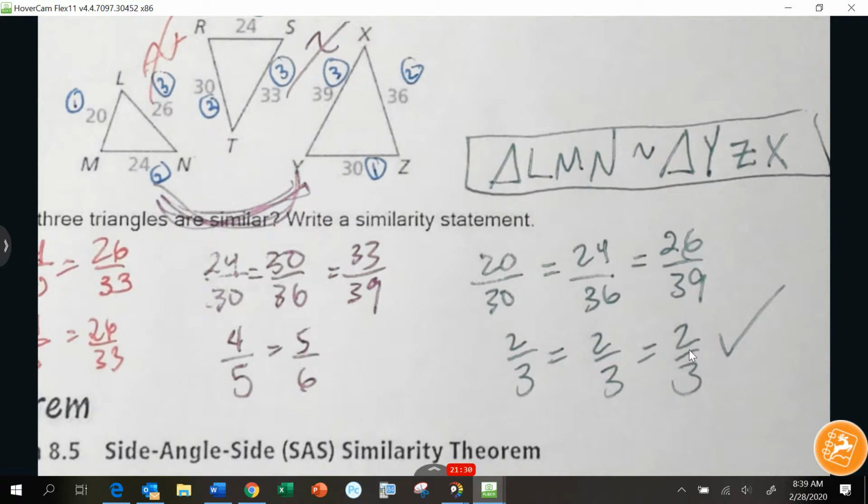Questions on this one? Did this take a little bit? Yes. Was it difficult? Nah, it wasn't too hard. Especially if you can use your calculator if you're not that great at simplifying fractions.